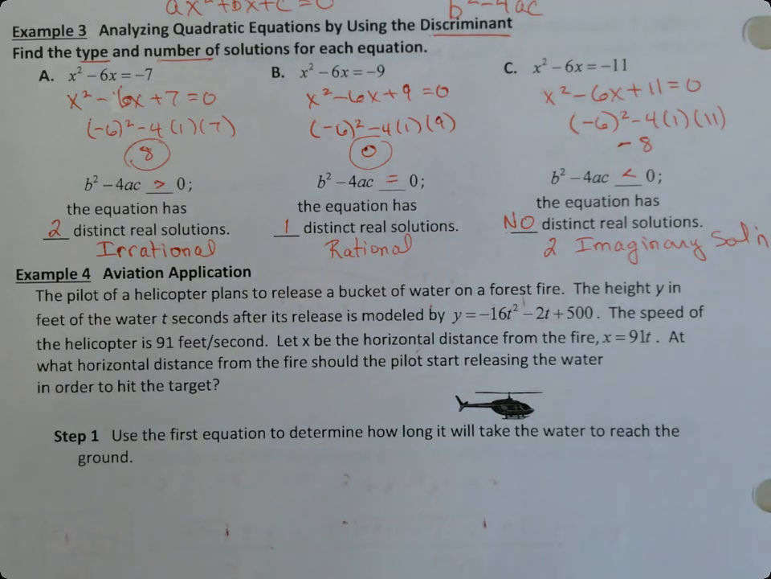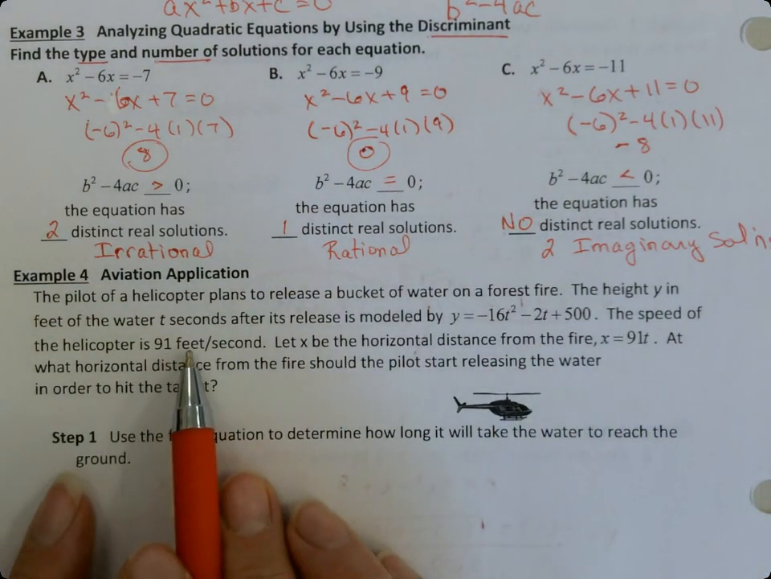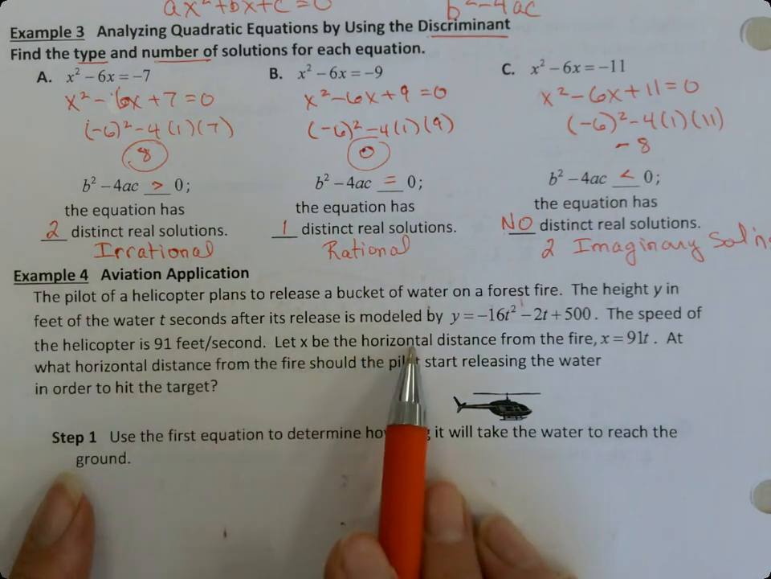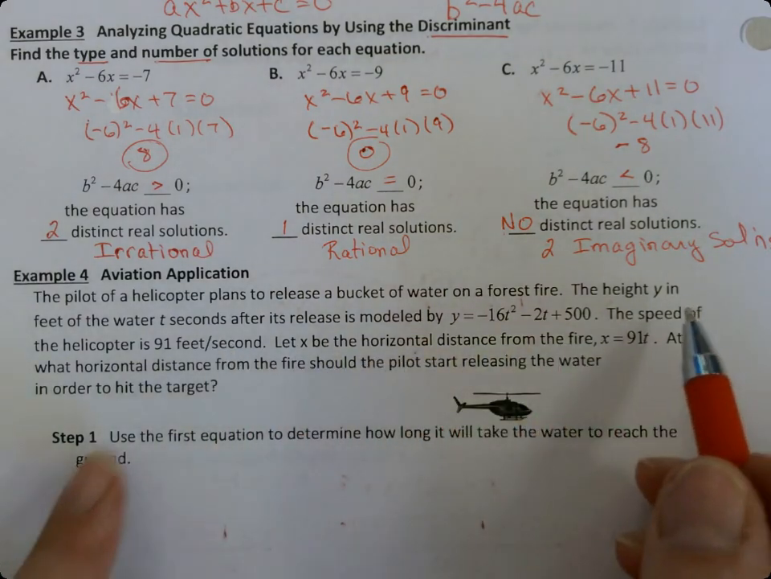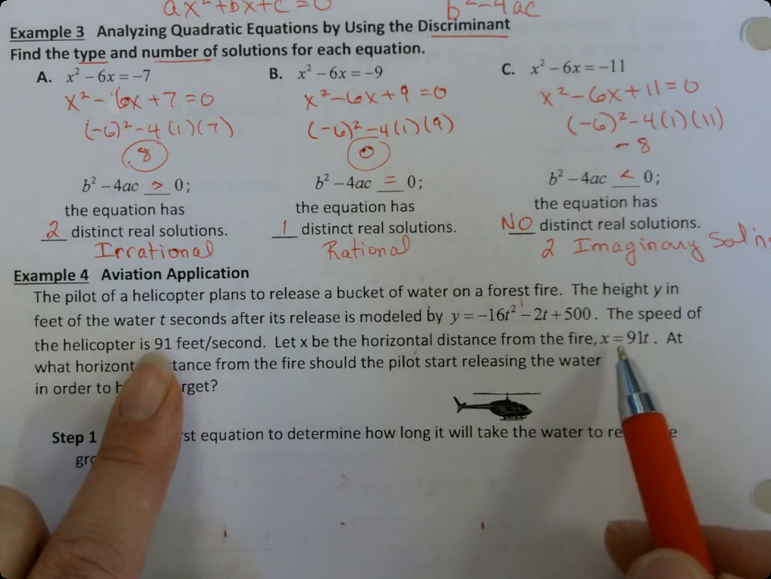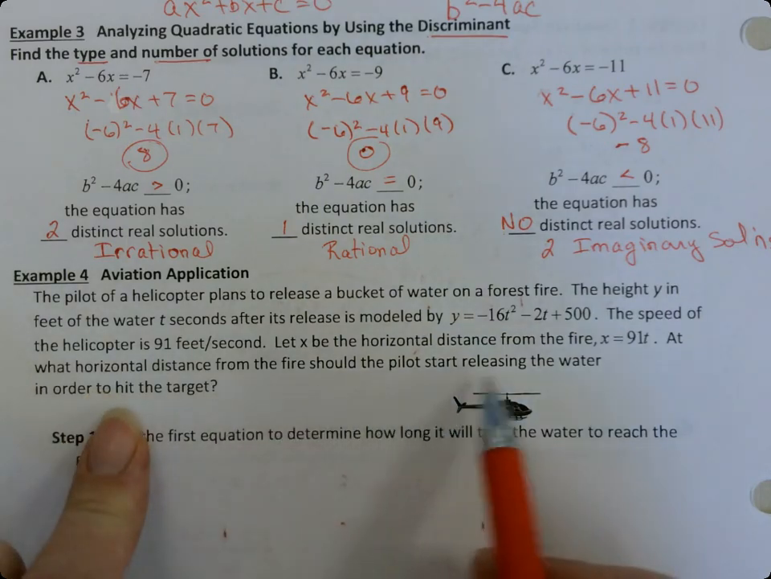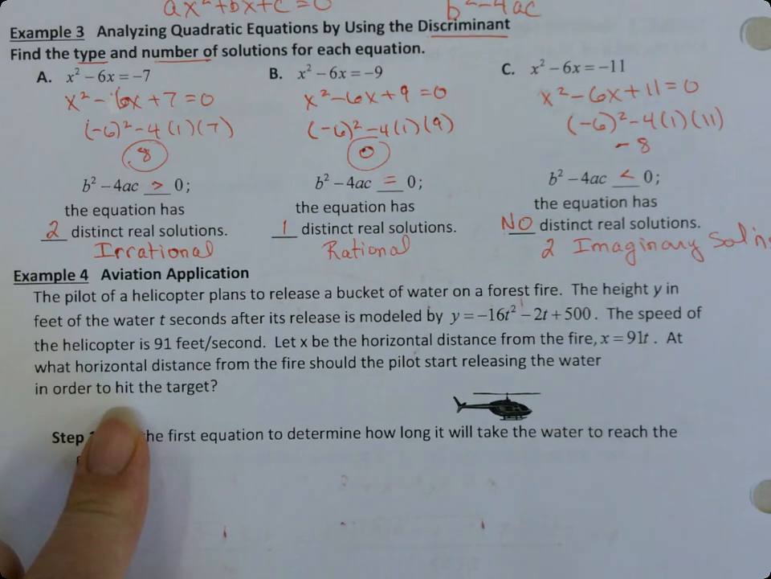And you know the water is not just dropping unless the helicopter is hovering. The helicopter is moving, the water is going to be moving at an angle. Okay, so it says the speed of the helicopter is 91 feet per second. Let x be the horizontal distance from the fire. Okay, so the 91 feet per second is 91 feet per second times t, which is seconds. So that is going to give us the horizontal distance. At what horizontal distance from the fire should the pilot start releasing the water? Remember, an object in motion stays in motion, right? So the helicopter is moving at 91 feet per second. What is the water moving at?